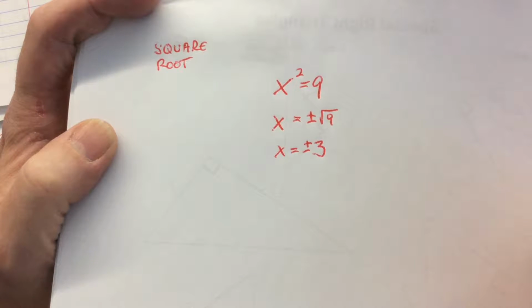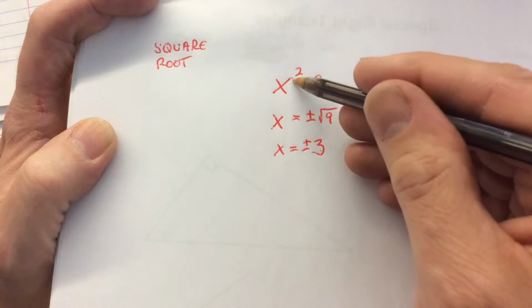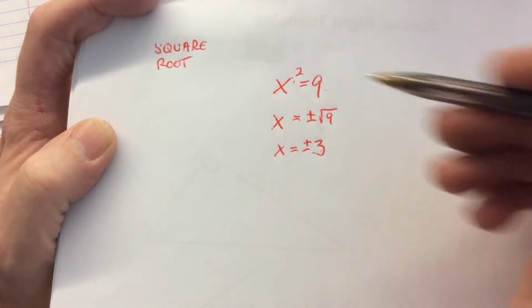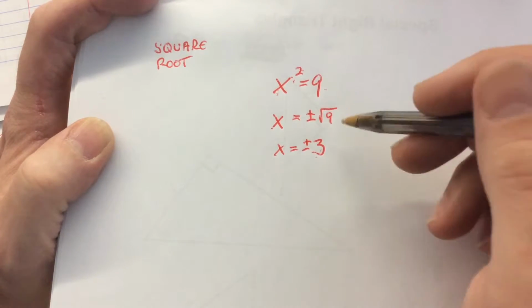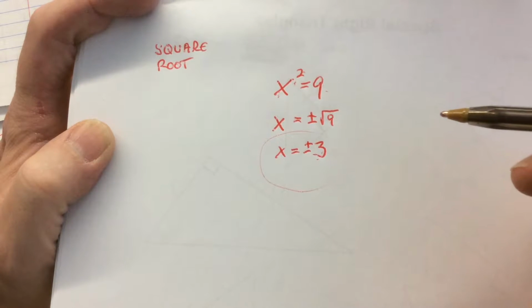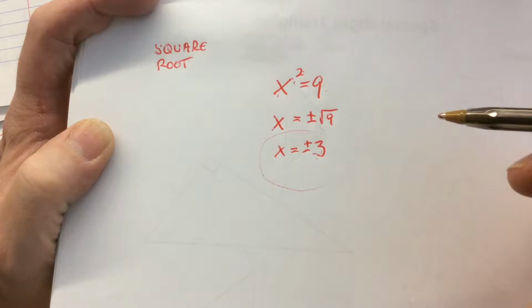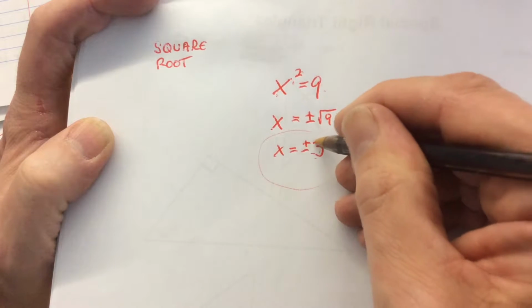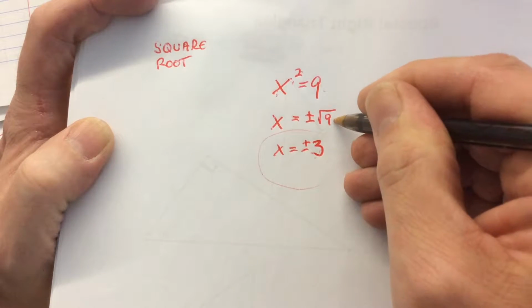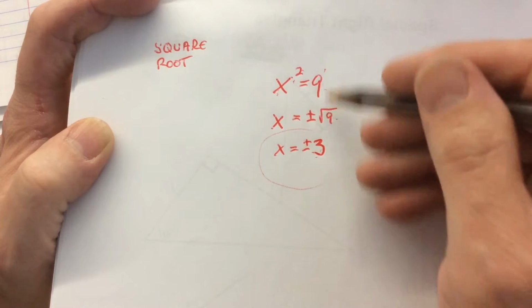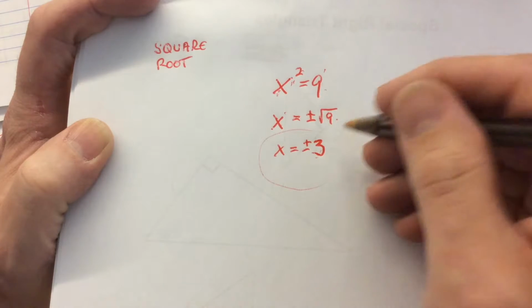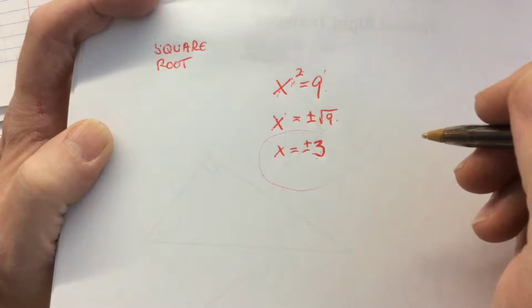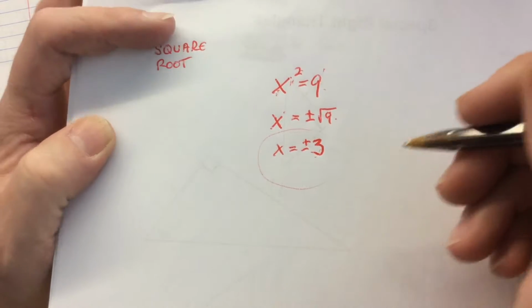That's the answer. If you plug in 3, you get 3 squared, that's 9. If you plug in negative 3 times negative 3, it's positive 9. Those are the two answers, plus or minus 3. Those were the steps. From here to here, I took the square root of both sides. Square root of 9 is 3. So it's plus or minus 3.